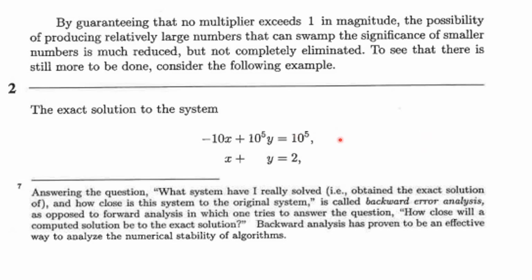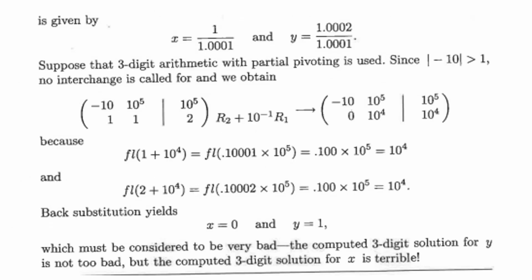So consider this equation, and what you can see here is that this number is okay, but there's a big scale difference between the numbers that are here. And we've talked about this solution before. Suppose we did three-digit arithmetic with partial pivoting, and when we do that, back substitution gives us x equal to 0, not 1, and y is this instead of 1. And this is actually bad because the computed value for x is terrible.